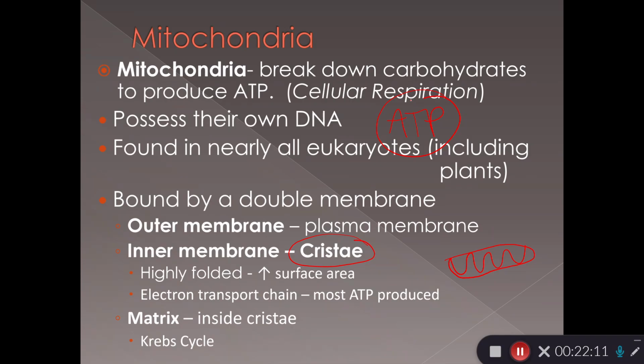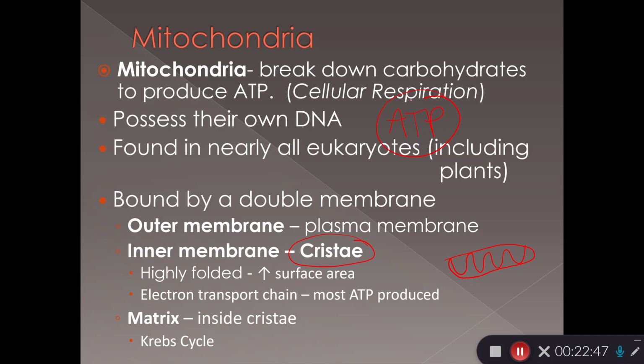One thing I think students sometimes find confusing: plants have mitochondria. They do. So plants will make their own sugar with photosynthesis, and then they will break that sugar down with the mitochondria. So mitochondria break down carbs to produce ATP. That process is cellular respiration. We're going to study that in depth in another chapter in the class. They have their own DNA. They have a double membrane, found in nearly all eukaryotes, including plants.